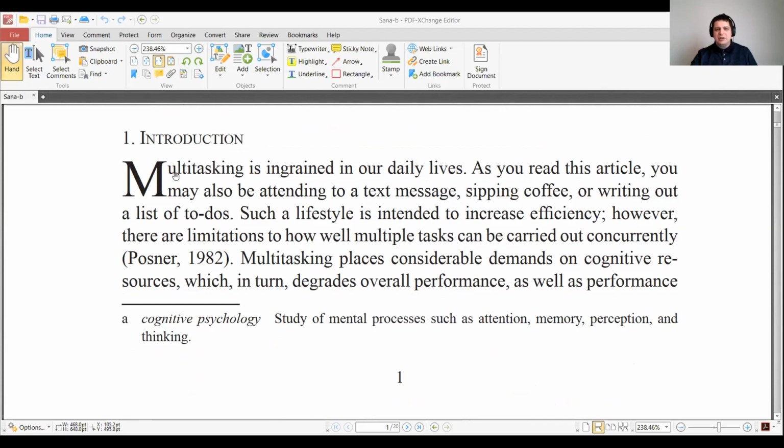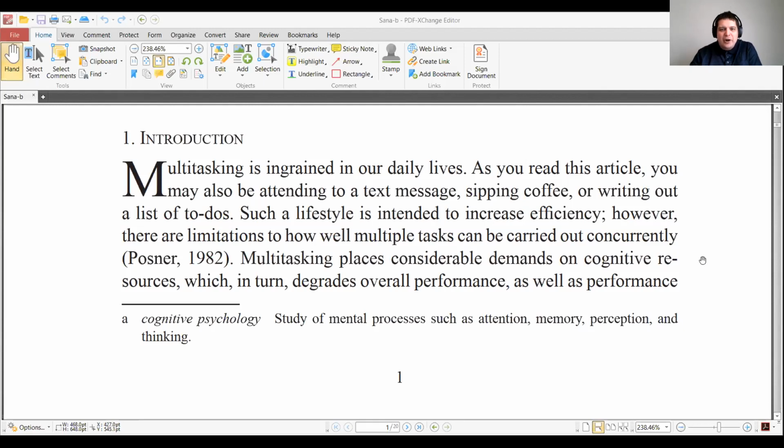So even right off the bat, multitasking is ingrained in our daily lives. As you read this article, you may also be attending to a text message, sipping coffee, or writing out a list of to-dos. Or realistically, you may be listening to music, watching a few episodes of The Office on Netflix, and I don't know, recording a TikTok video. I really hope you're not trying to do all those things at once while you're doing your reading for 306, but I don't know.